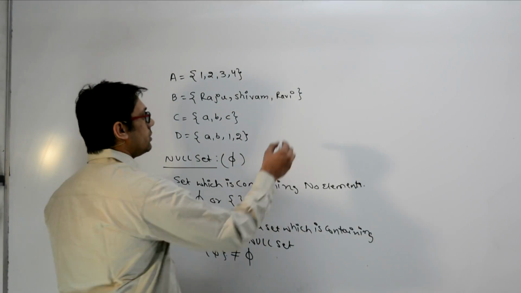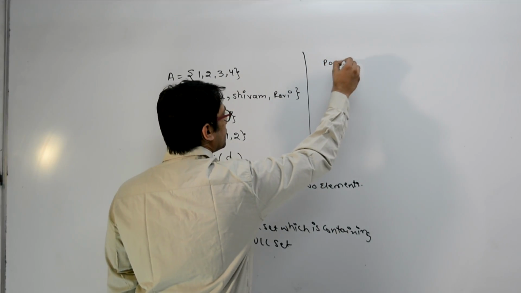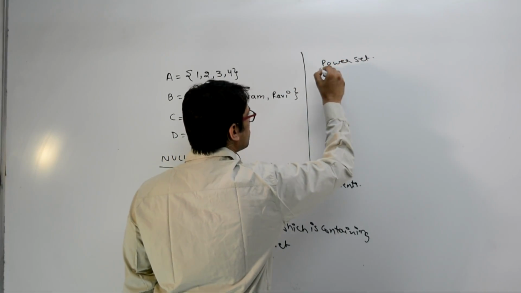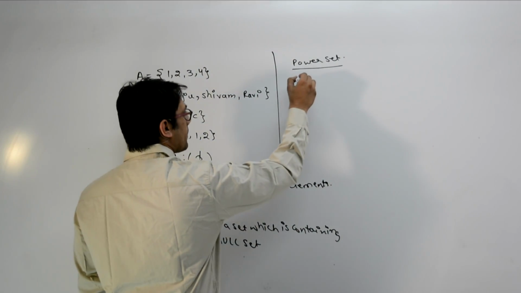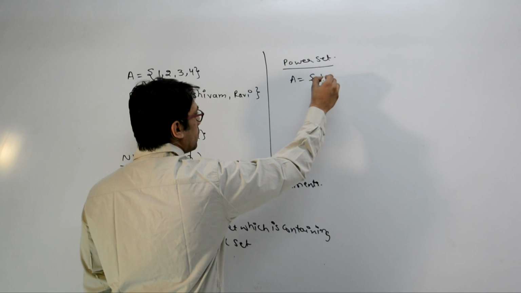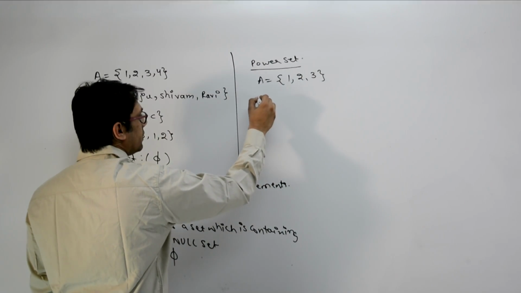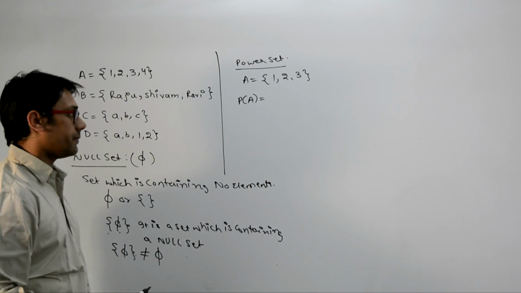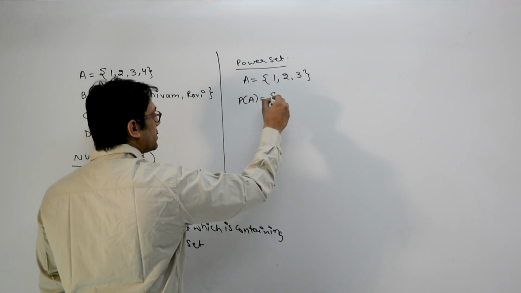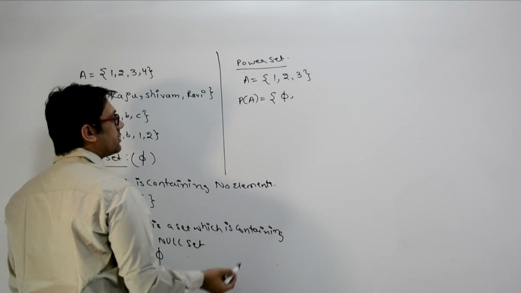Okay, now next is, what is a power set? For example, we have a set A which contains the elements 1, 2, 3. Then what is the power set of A? The power set of A is a set which is the set of all the subsets of the set A. What are the subsets? The first can be phi. Phi is a subset of A.